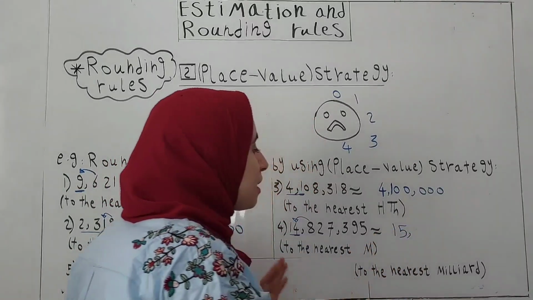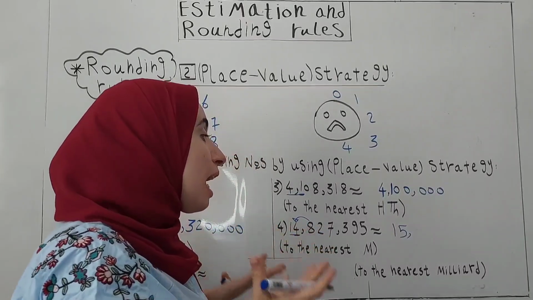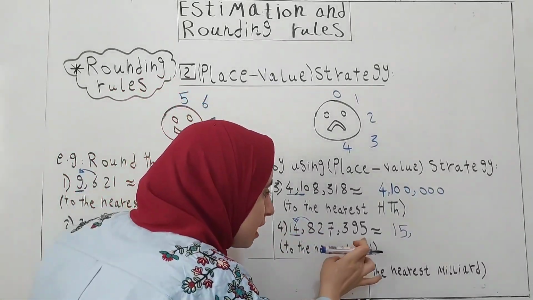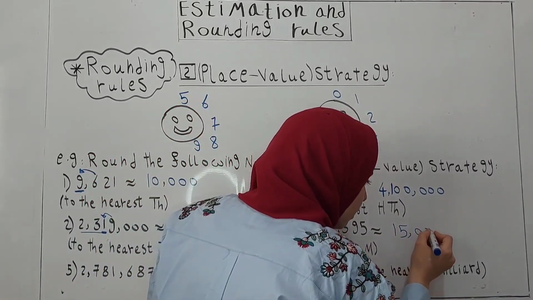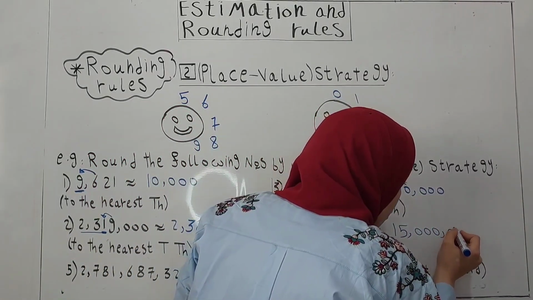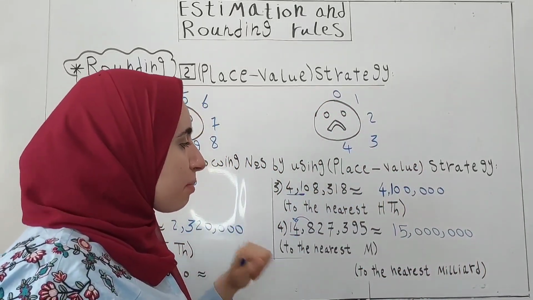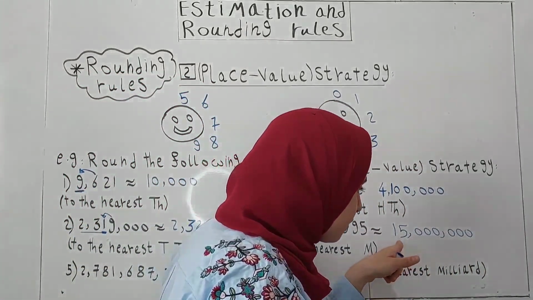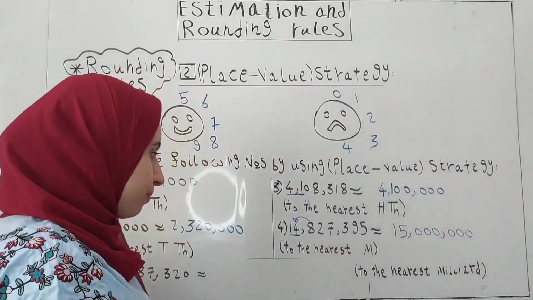Then we replace the digits in the last place with how many zeros? Let's count with me. 1, 2, 3, 4, 5, 6. So this number approximately equals 15 million to the nearest million.